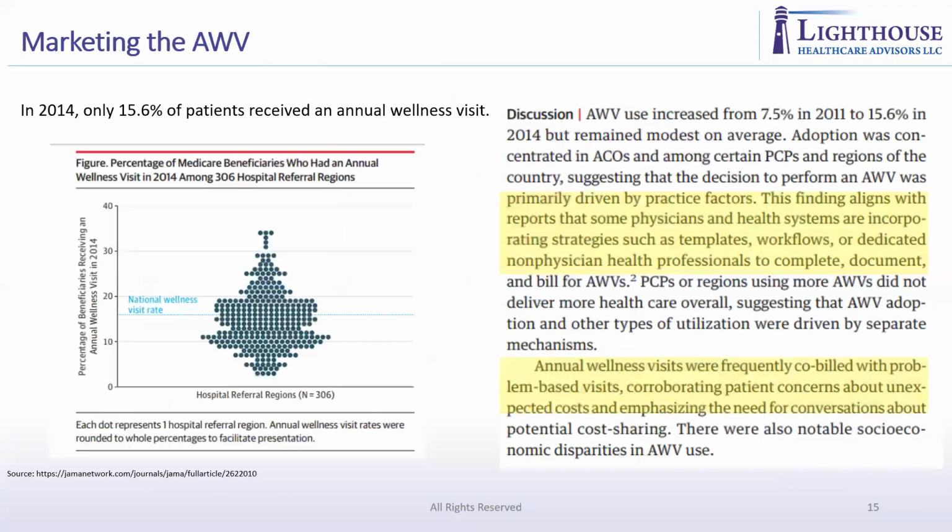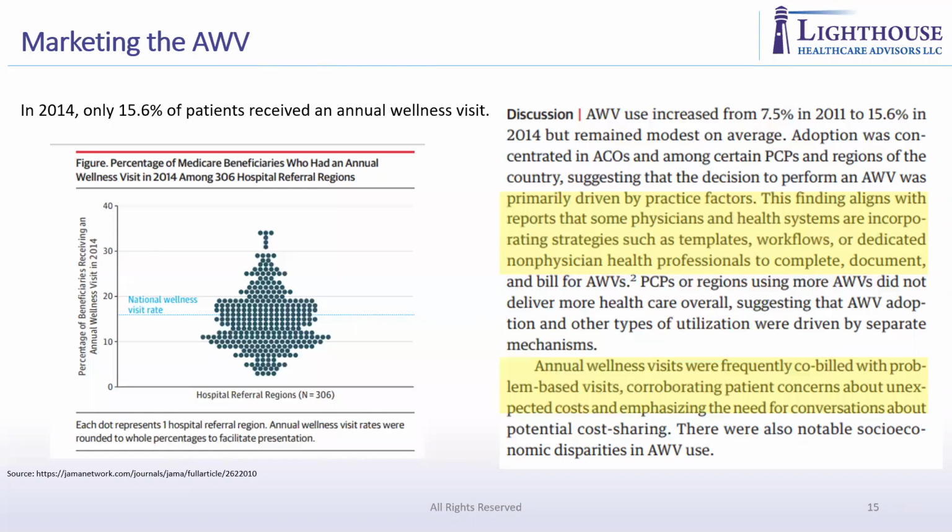So how do we get patients into the office for this visit? This is sort of a landmark study on Medicare preventive services and specifically the annual wellness visit. And unfortunately, the data is a little old. It was conducted in 2014, and they're still writing articles on this data. So I'm anxious for someone else to come out with some refreshed data. But what this study said was that only 15.6% of patients received their annual wellness visit. So when you think about that, that's an incredible opportunity to get these patients into your office.